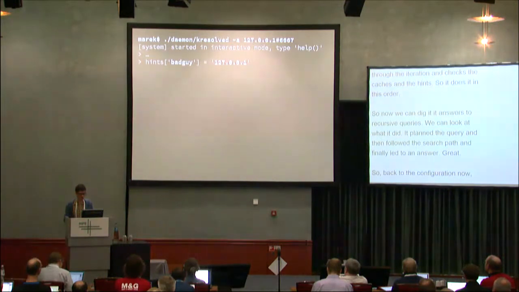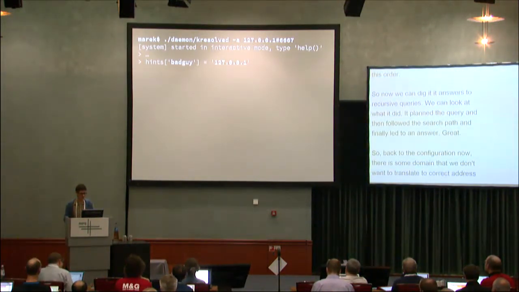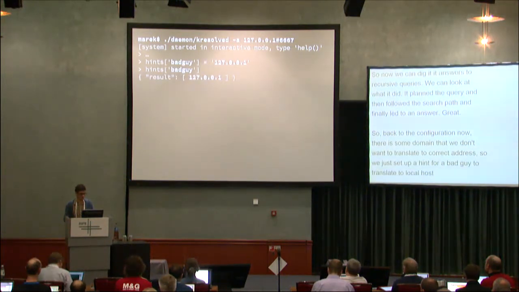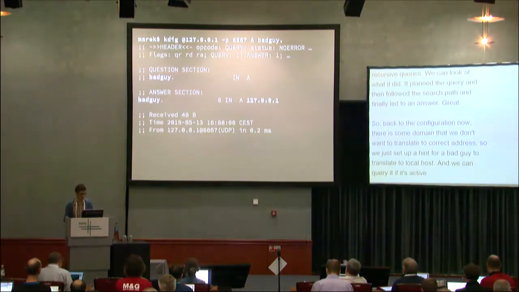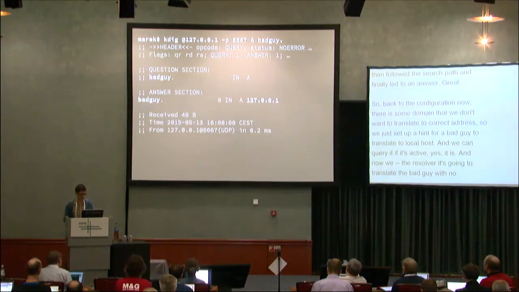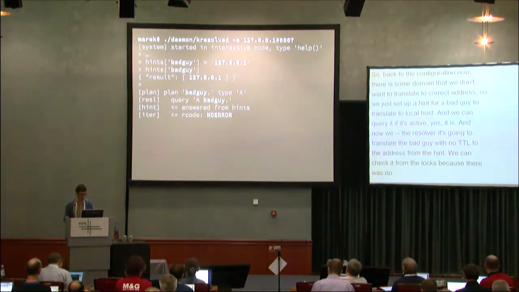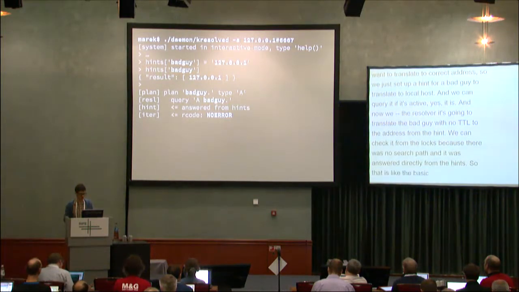There's some domain that we don't want to translate to a correct address. So we just set up a hint for a bad guy to translate to localhost. And we can query it to see if it's active. Yes, it is. And now we can dig it to the resolver. It's going to translate the bad guy with no TTL to the address from the hints. We can check it from the logs, because there was no search path, and it was answered directly from the hints. So that's the basic resolution in practice.